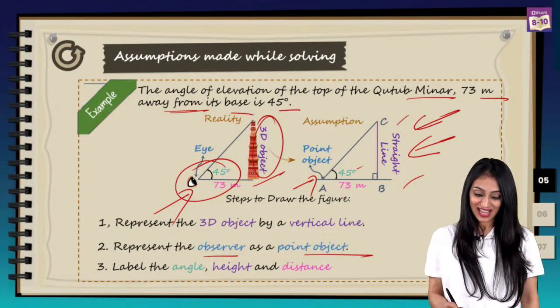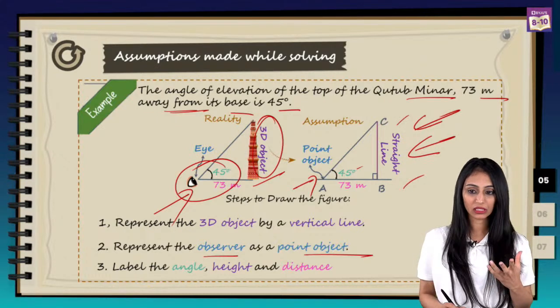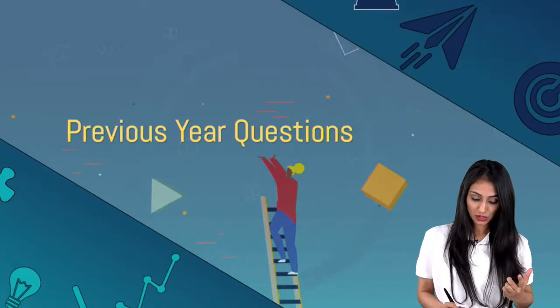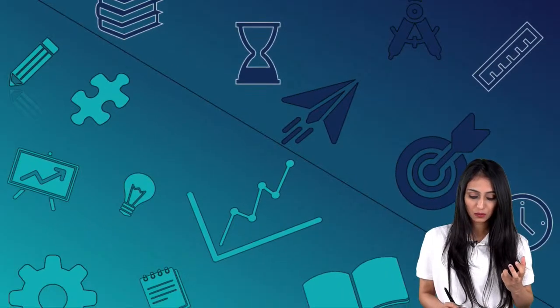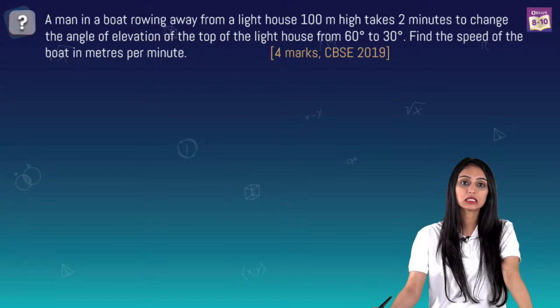Okay, great. So this was about the basic terminologies and the assumptions that we need to make while solving the questions. Now let's move ahead with the previous year questions. Some important questions I'll be covering now. So this question came in CBSE 2019. This came in 4 marks.